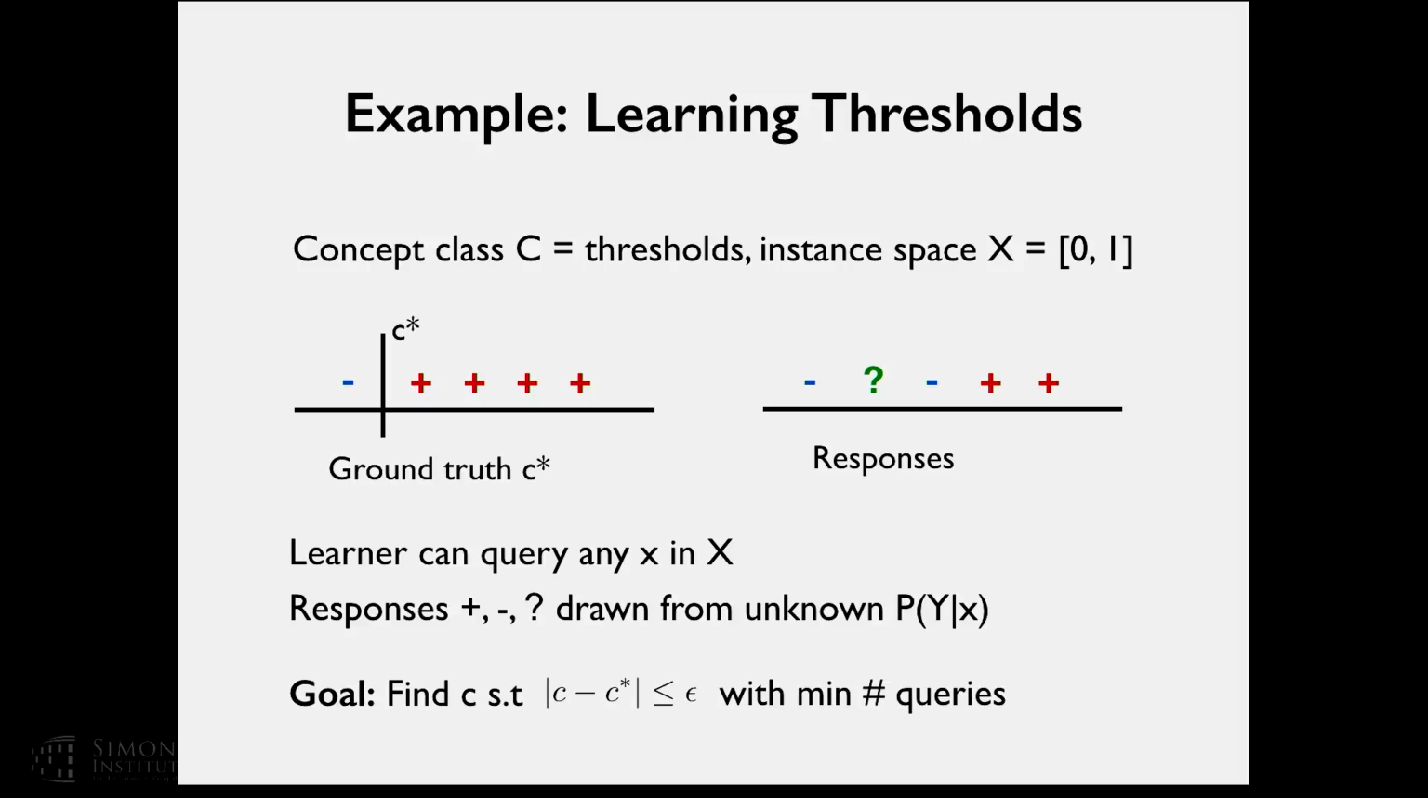And our goal is to find a concept C, here a threshold, such that the gap between C and C star is at most epsilon. Again, there is no underlying data distribution really. We can make any query we want. But what we want is something that is geometrically close to C star with as few queries as we can. And the queries could also give you abstention results.